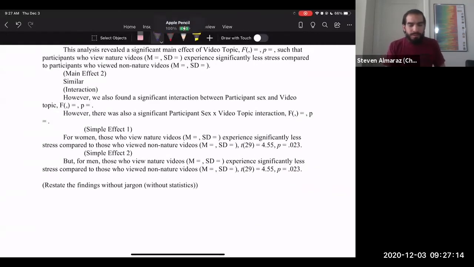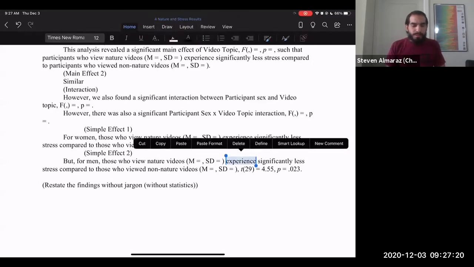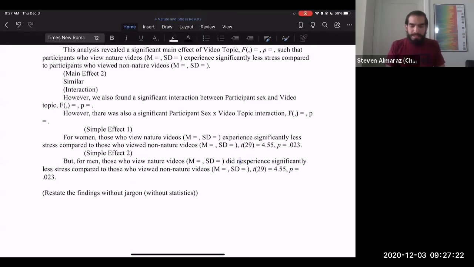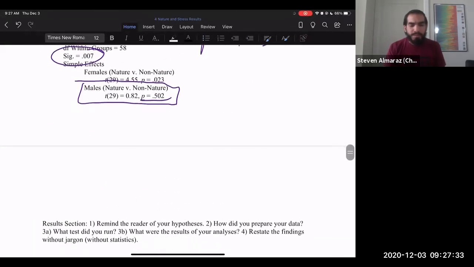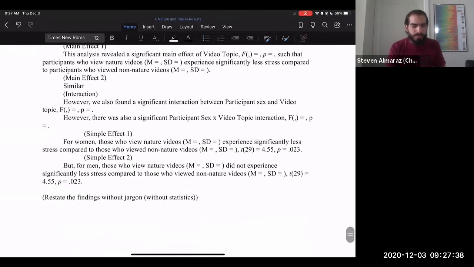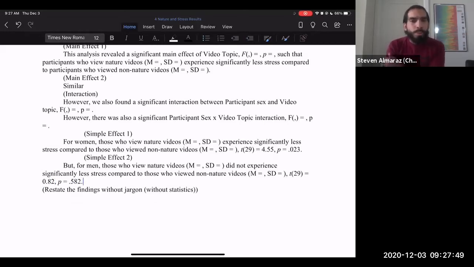So let's see. But for men, those who viewed nature videos did not experience significantly less stress compared to those who viewed non-nature videos. We've got to fix those stats there. Same number of degrees of freedom, 0.82, 0.502. Boom. We've just finished all the stats for this paper.